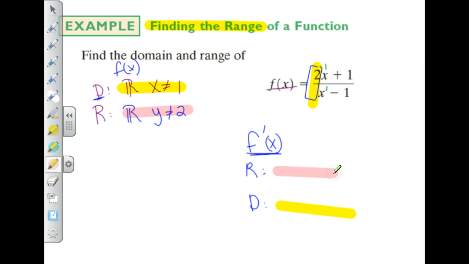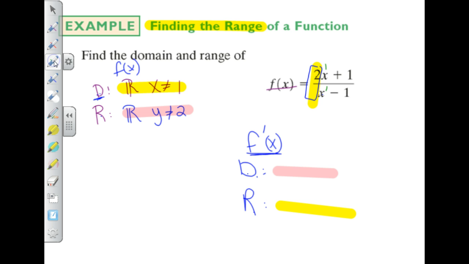Excuse me, oh my gosh, I have that backwards. Let's try this again. Can't talk and write at the same time. That's bad. So your yellow domain becomes the range of the inverse, and your pink range becomes the domain.